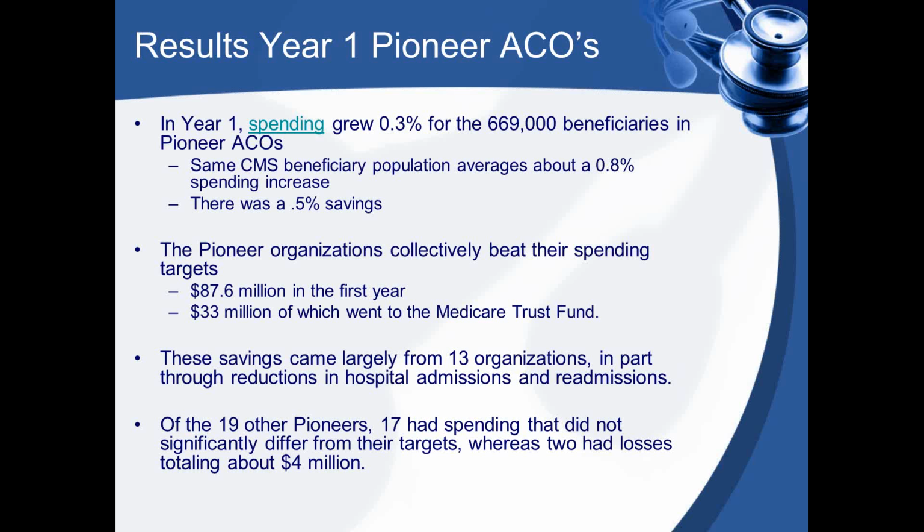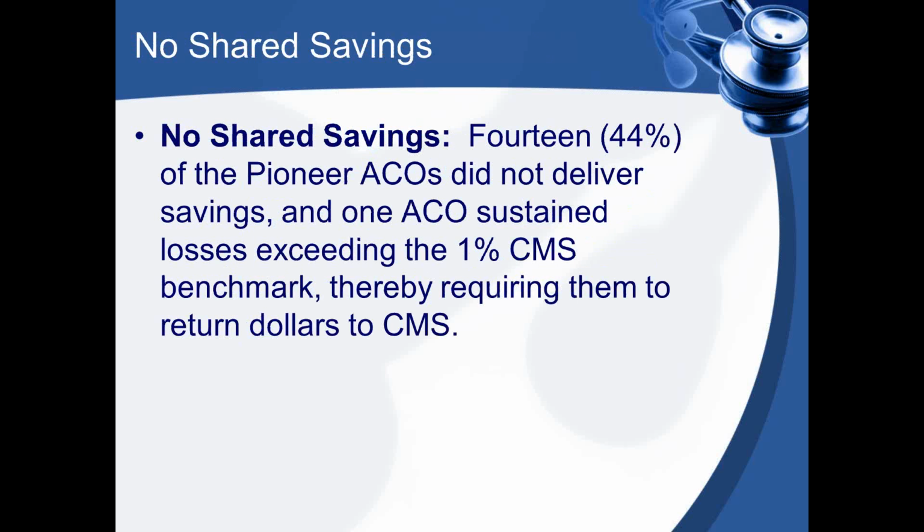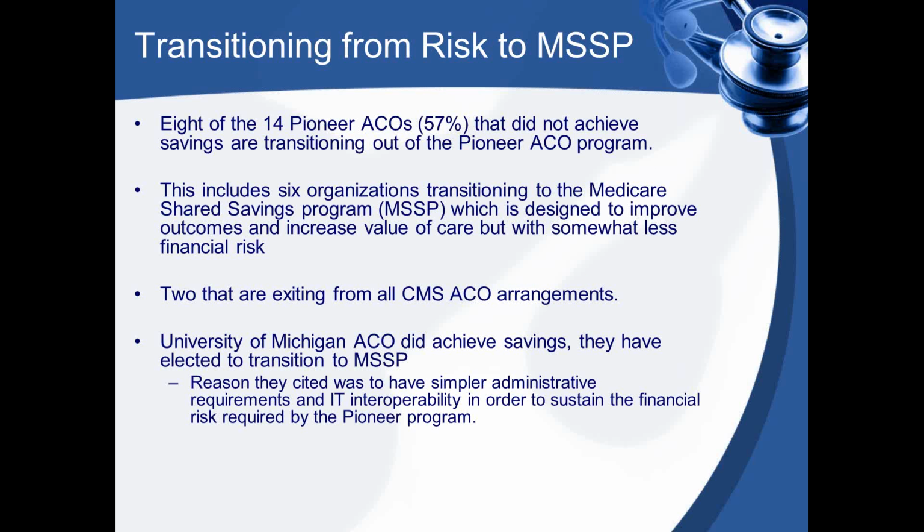The 19 other pioneers, 17 had spending that did not significantly differ from their targets, and 2 actually had losses. So 18 of the pioneers delivered savings, but only 13 of them had enough savings, greater than the 1% of the CMS benchmark, to make them eligible for shared savings. 14 did not deliver savings, and 1 actually sustained losses, requiring them to pay some money back.